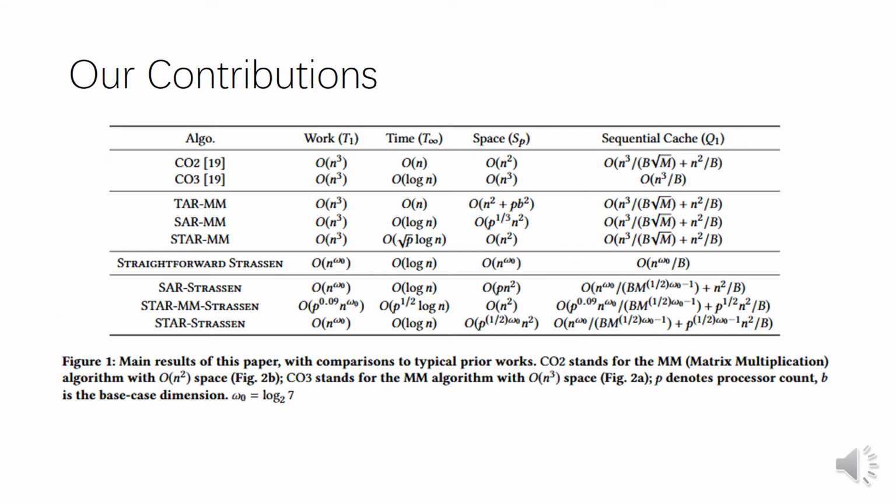Our contribution is to design a trade-off in space and time for both classical matrix multiplication and Strassen-like fast algorithms. You can see from this table that our final algorithm, the star algorithm, always has a sublinear depth, meaning sublinear critical path length, and optimal work, and usually has optimal cache complexity as well. So it makes it better in theory, at least.